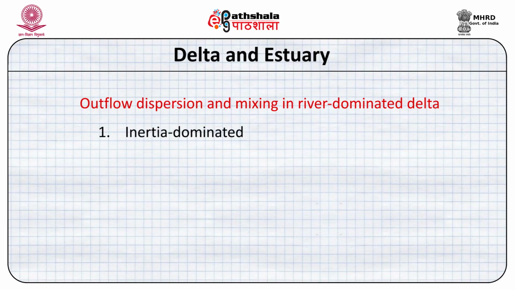Now we get a friction dominated delta. Now what is happening in the friction dominated delta? It is a hyperpycnal mixing. That means the river water is denser than the marine water. How can a river water be more dense? Because the suspended sediment cloud within that is very high.